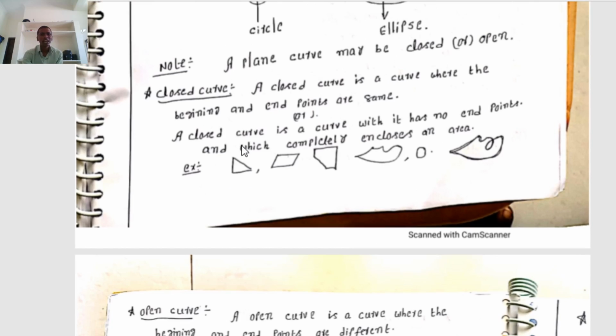What does closed curve mean? First definition: a closed curve is a curve where the beginning and ending points are the same. Or another definition: a closed curve is a curve that has no end points and completely encloses an area. Examples: triangles, squares, rectangles. Any of these types of curves are closed curves.